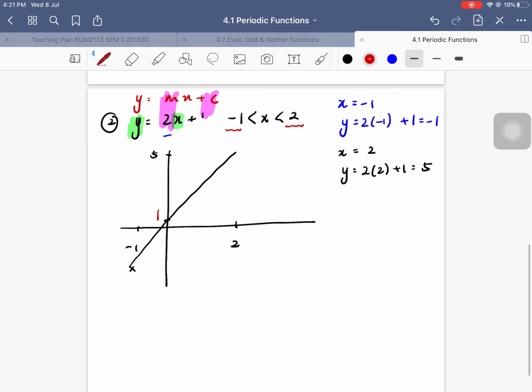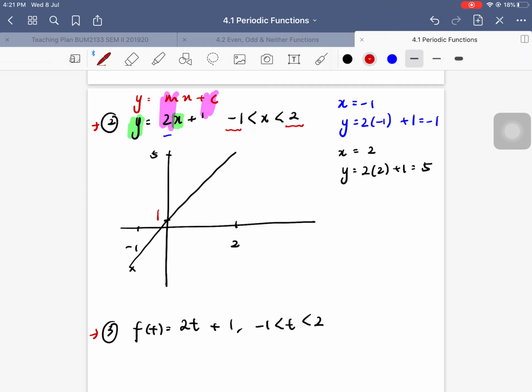Now let me change that slightly. What if I were to write this as f of t equals 2t plus 1, and my t values are from the same range, from -1 until 2? What will be the difference between these two, number 2 and number 3?